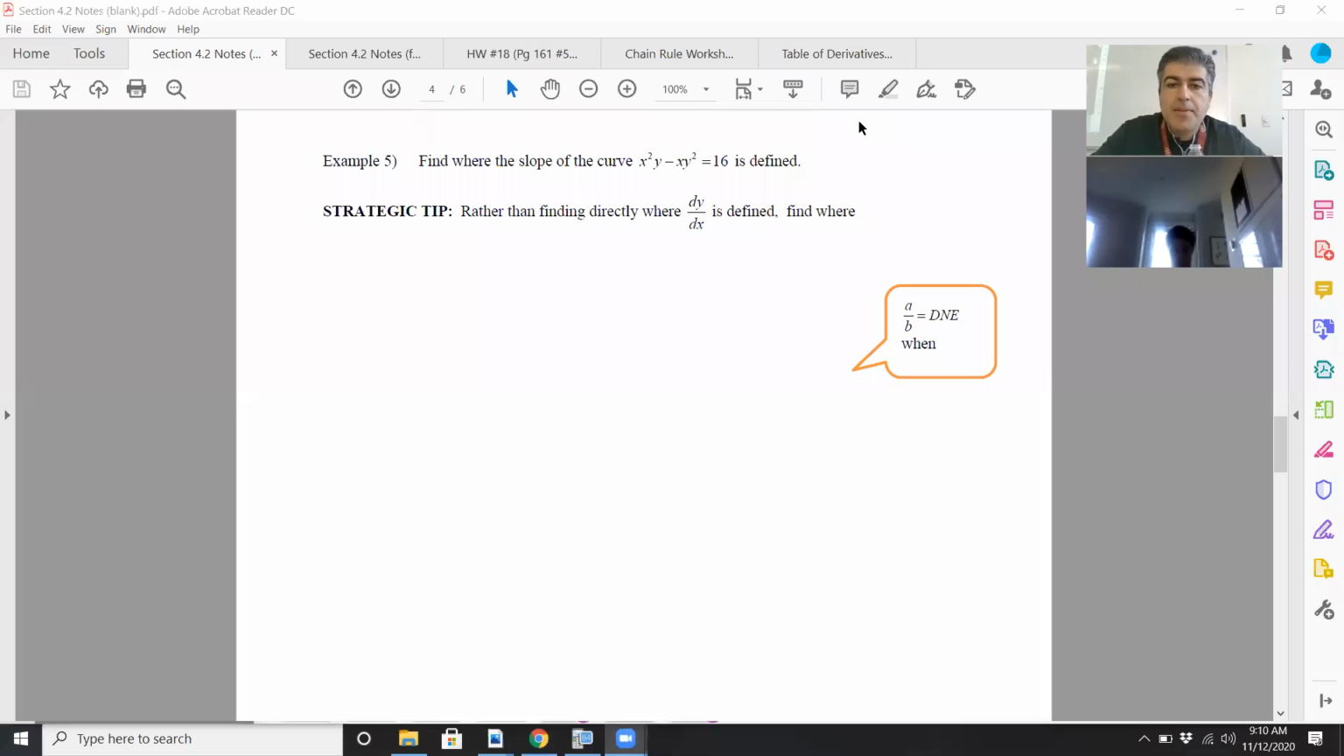Okay, we're recording. So we're doing pages 4, 5, and 6 of the 4.2 notes. Here he has to find the slope of the curve where this is defined. Remember, the slope of the curve is the derivative. We know this. Or dy over dx.